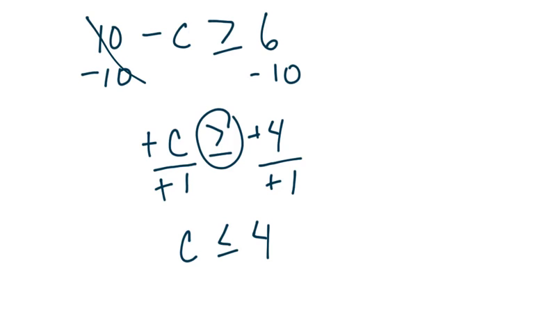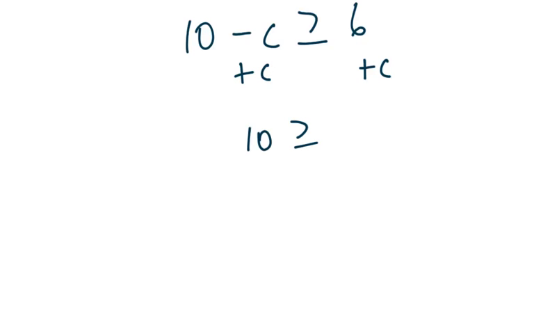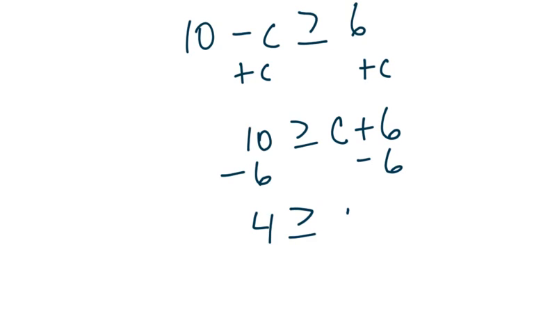Now I'm going to show you why that sign is going to flip. If I were to redo this problem and decided to solve it a little differently, I could have said, alright, I want to make this c positive, so I'm going to add c to both sides. What's going to happen is that's going to become positive, right? So 6 and c are not like terms, so I'm just going to put them next to each other like so. Okay, now I need to move stuff away from c, just like this. And then we have 4 is greater than or equal to c.